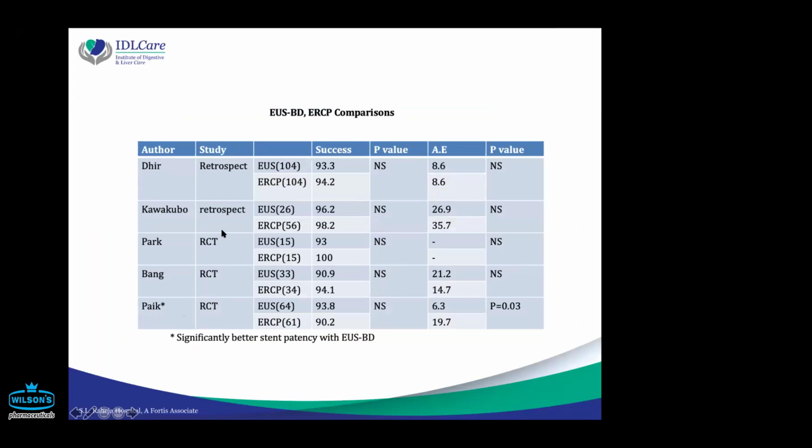So these are the three randomized trials, all small numbers. The Korean study is the largest study. The other two are small numbers, but they do show that EUSBD and ERCP are equally effective for distal malignant biliary obstruction. Actually, if you see the Korean study, the adverse events in the ERCP arm are higher than EUSBD. It is not my personal experience, but this is a randomized study, so we have to respect the results.